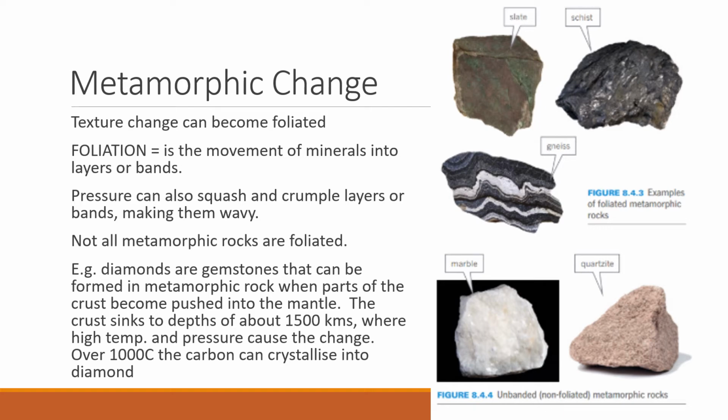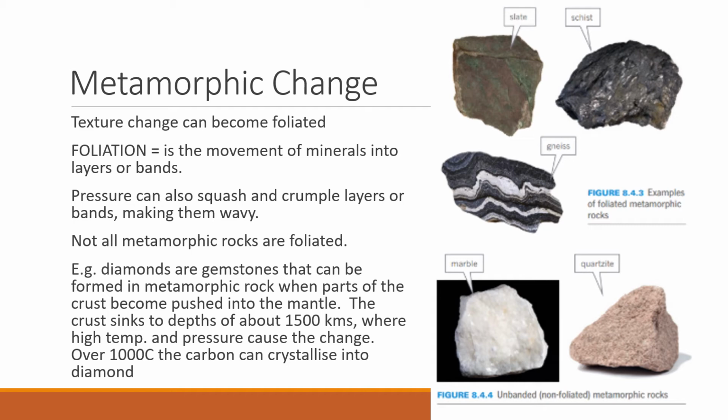Foliation is the movement of minerals into layers or bands. As you can see in these pictures, beside that beautiful black and white one is a distinct foliated metamorphic rock. You can see slight colorations that are a little less easy to see, with a bit of green and brown and a little bit of grey. And it's that folding look within the rock. The pressure can squash and crumble layers of bands, making them wavy.